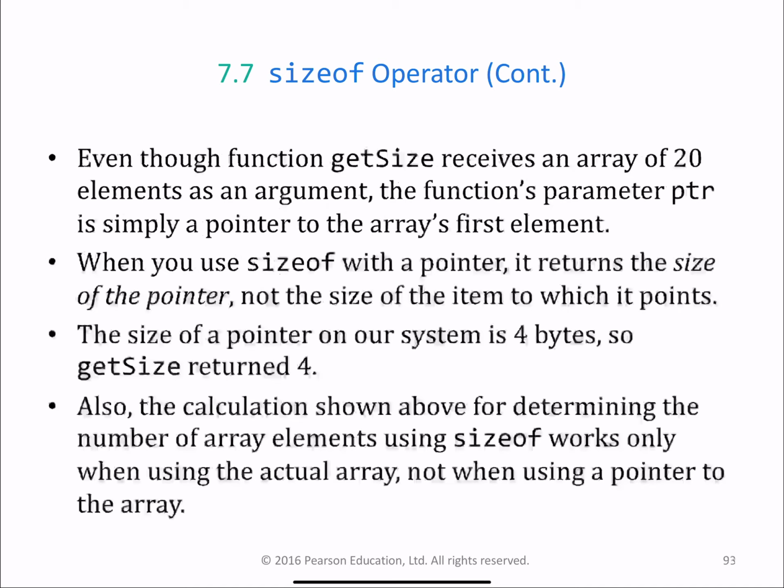Okay, so this is just an explanation of the example code that we saw. So sizeof applied to the pointer in the getSize function returned the value 4, the number of bytes that a pointer takes up in memory. Applied to array in main, it returned 80, which is 20 times 4.